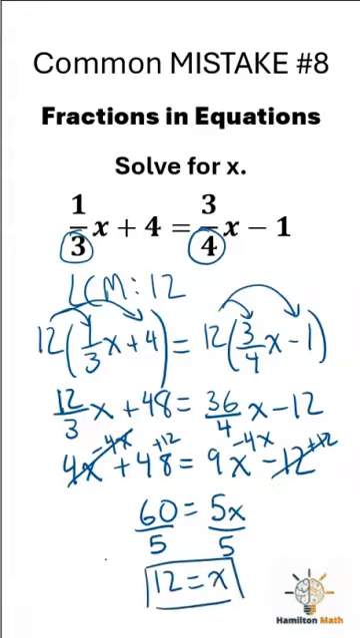And one really quick way to see if you're right on that is you can substitute the number 12 into both sides of the equation. Well, if you look at the left side, 1/3 times 12 is 4, plus 4 is 8. And if you look at the right side, 3/4 times 12, well, that's 9, minus 1 is also 8. And so that's a way to confirm, in fact, it is the correct solution.